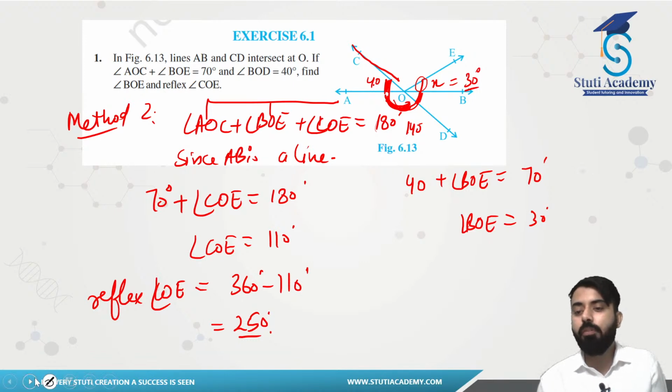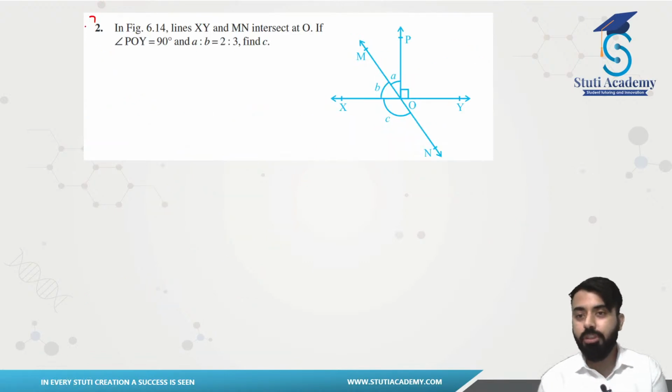Now let's move forward and see what we have now. So we have this question. This is the second one. We have XY and MN intersecting at O. XY is a line, MN is a line, intersecting at O. If angle POY, this angle right here, is 90, and the ratio of A to B is 2:3. The ratio between these two angles is 2:3. I have to find angle C. Now this is quite easy.